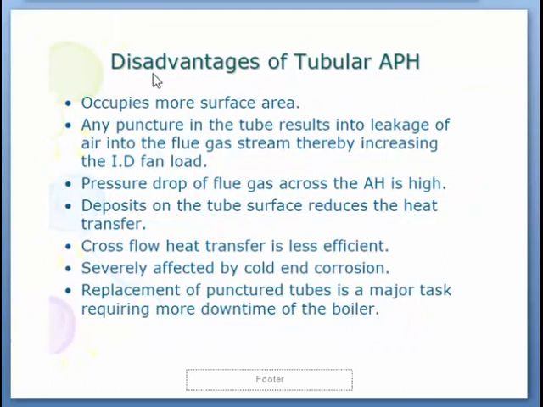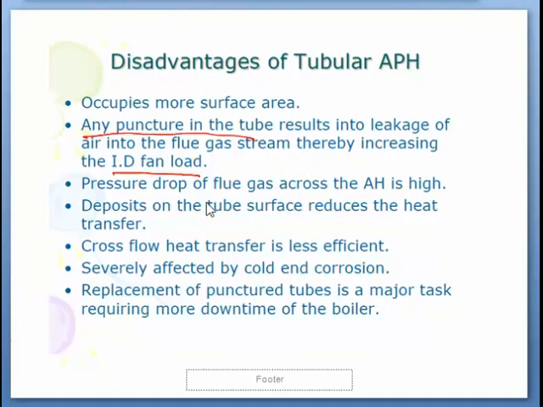Now we will see the disadvantages of tubular air preheater. So it occupies more surface area. If any puncture occurs in the tube, then it results in the leakage of air into the flue gas stream, thereby increasing the ID fan load. Because ID fan is supposed to handle only flue gas, so once there is short circuiting or leakage of air into the flue gas, the volume of gas will increase and ultimately it will put load on the ID fan.